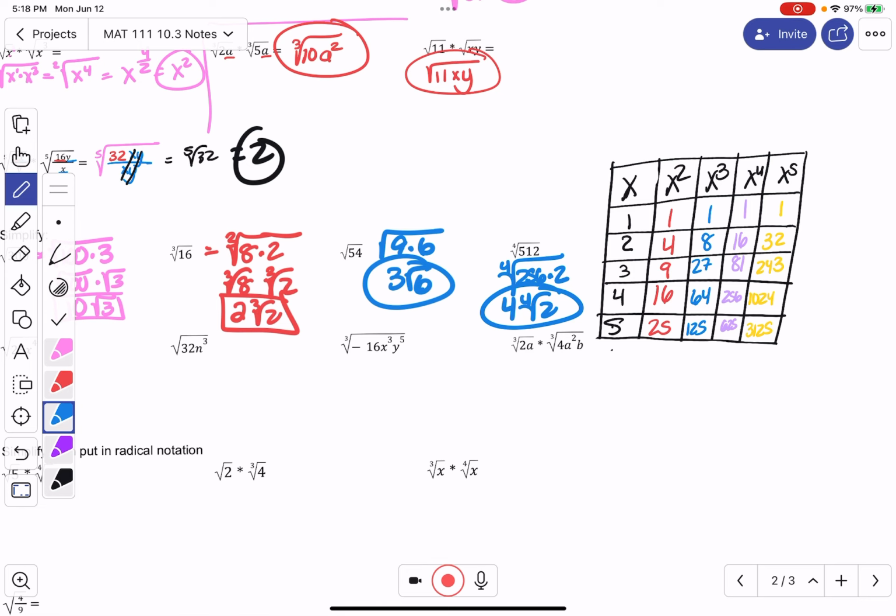Now, I've done these. I have some of them. If you don't know, you can always test it by dividing. Maybe you do 512 divided by 81. You don't get an even number. Just try them. See how you do.